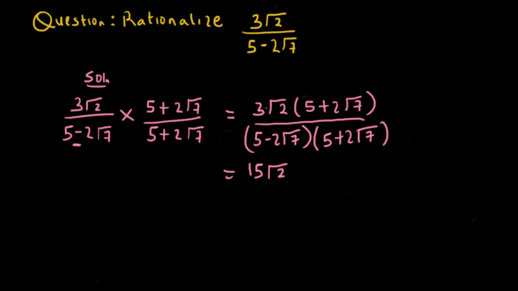Then we have 3 root 2 times plus 2 root 7. 3 times 2 is 6. So we have plus 6 root 2 times 7. Do you understand? All over.